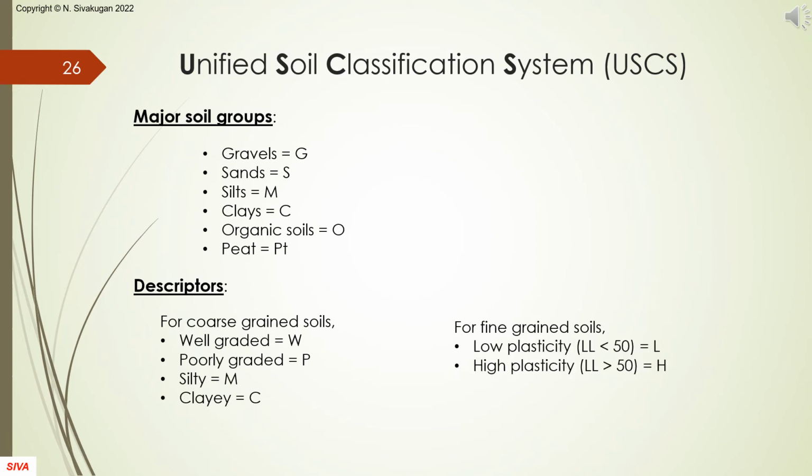Major soil groups we come across often are gravels, sands, silts and clays, denoted by G, S, M, and C, respectively. Sometimes, we also come across organic soils, O, and peats, PT. We describe the coarse-grained soils as well or poorly graded, clayey or silty. Fine-grained soils are described as high plastic or low plastic, depending on whether the liquid limit is above or below 50.